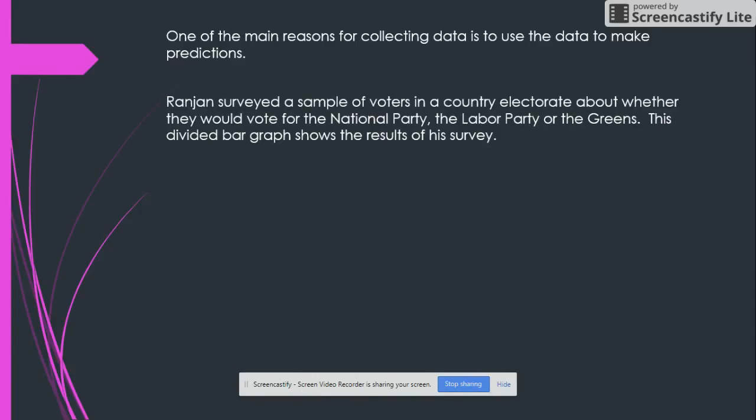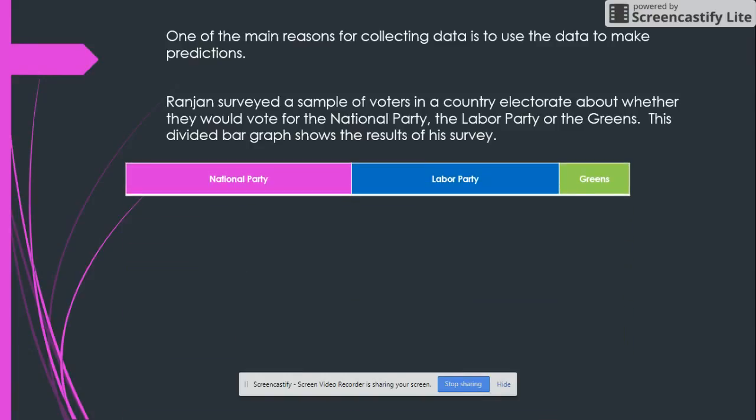Ranjan surveyed a sample of voters in a country electorate about whether they would vote for the National Party, the Labour Party, or the Greens. And this divided bar shows the results of your survey. So there you go, you've got pink, the National Party, the Labour Party, and then you've got the Greens. Based on the survey results, which party is likely to be elected?